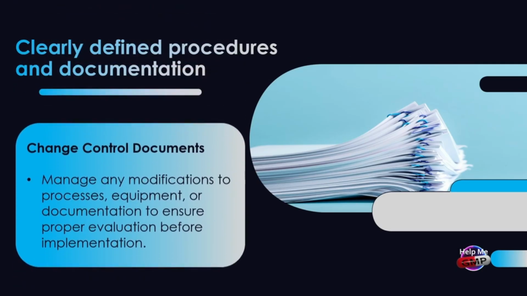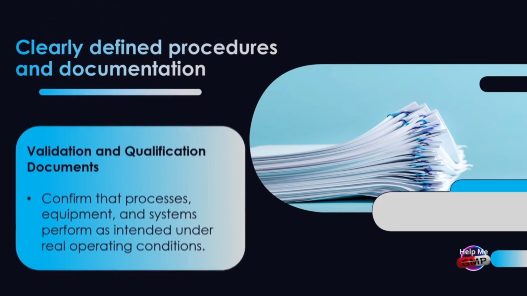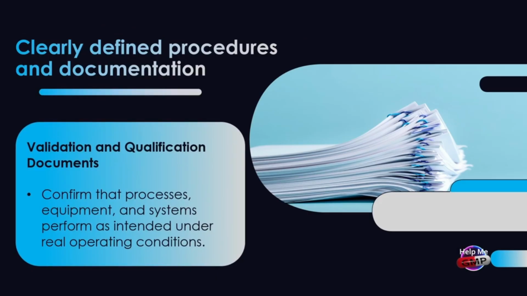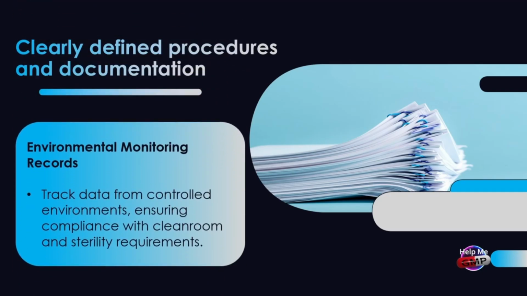The change control documents manage any modification to processes, equipment, or documentation to ensure proper evaluation before implementation. Validation and qualification documents confirm that processes, equipment, and systems perform as intended under real operating conditions. And lastly, environmental monitoring records track data from controlled environments, ensuring compliance with cleanroom and sterility requirements.